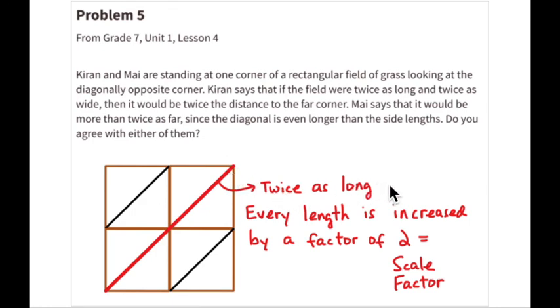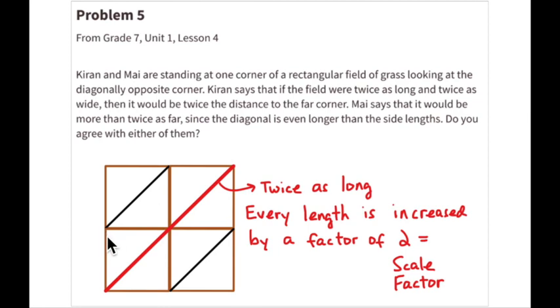So this happens with every length in a scaled image. If you scale an image by a factor of 2, by a factor of 3, by a factor of 4, then every length is going to be scaled up by that same factor. So every side, if it's a scale factor of 2, every side is going to be increased by 2 times. Every perimeter, the perimeter will be increased by 2 times. So in this case, the perimeter is 4 units. 1, 2, 3, 4.